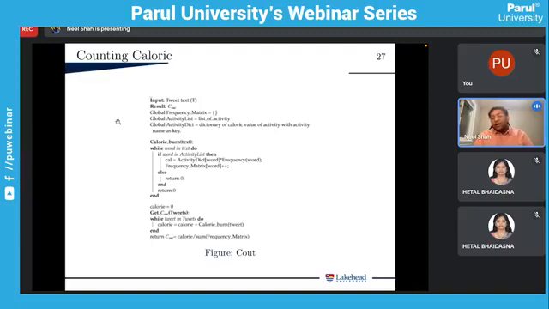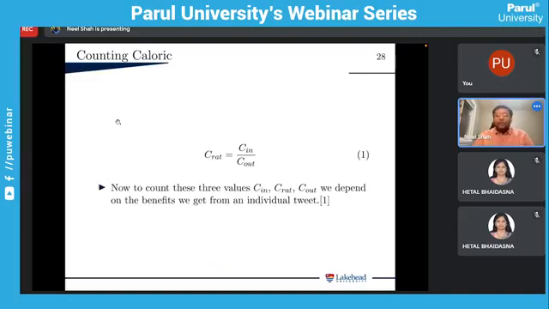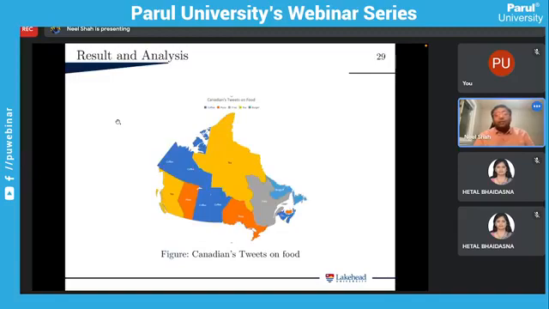So this is specifically for understanding how many calories I'm burning through activity, and based on that we're trying to find out the ratio, seen as C out. But the ratio is not one number. It is a summation of C in and C out based on different categories like province, city, or nation, right? So the results we get are very amazing.